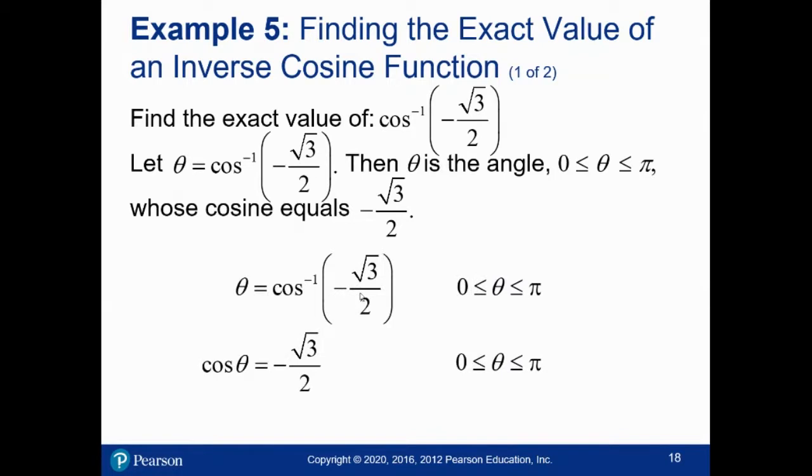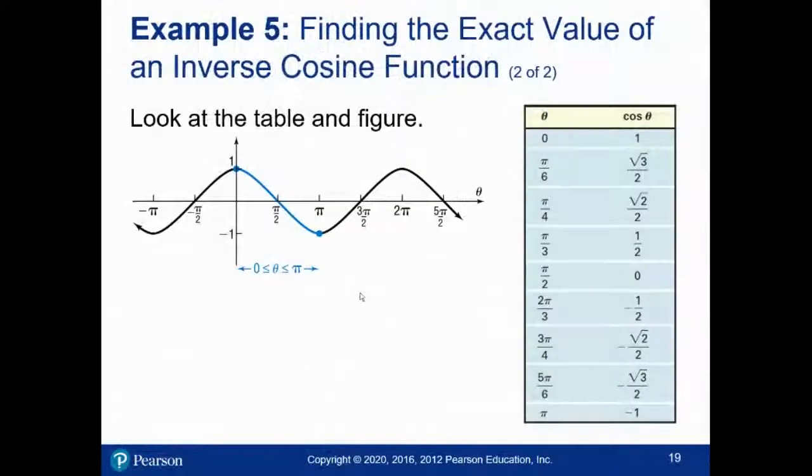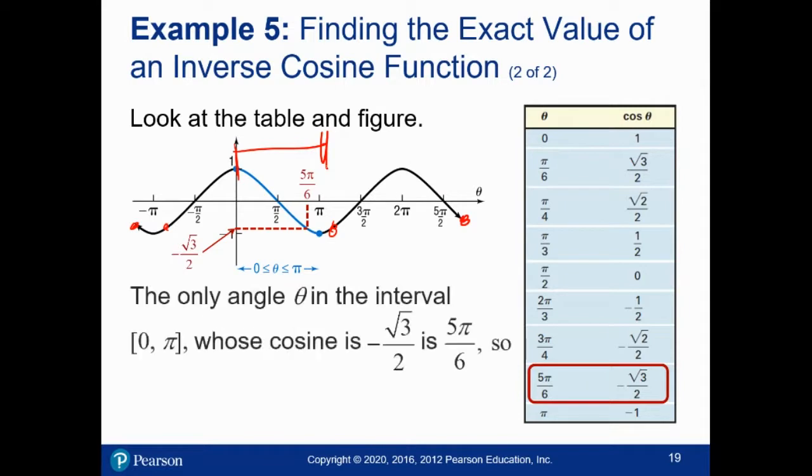All right, so in between 0 and pi, the only angle whose cosine is -√3/2 is right there at 5pi/6. There's the point of intersection. The angle is 5pi/6, the cosine is -√3/2, and while there are plenty of other angles whose cosine is -√3/2, this is the only one in our restricted domain. So the arc cosine of -√3/2 is 5pi/6.